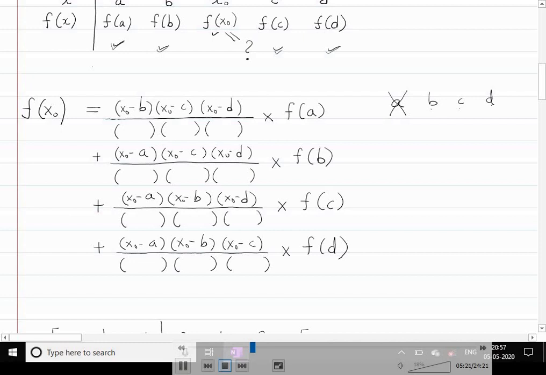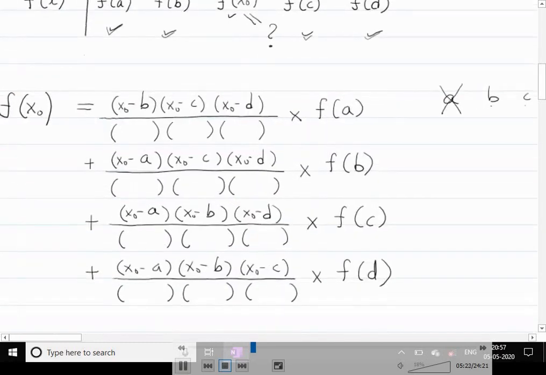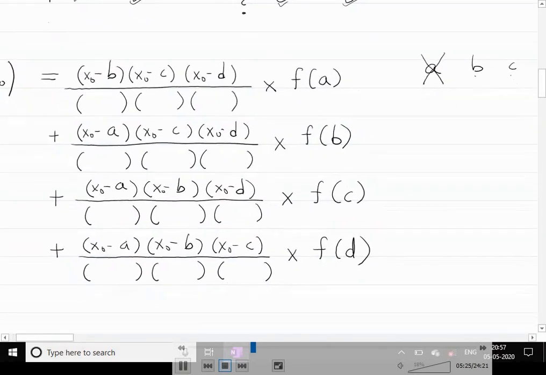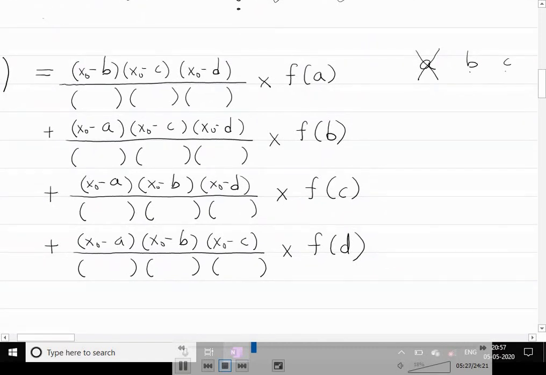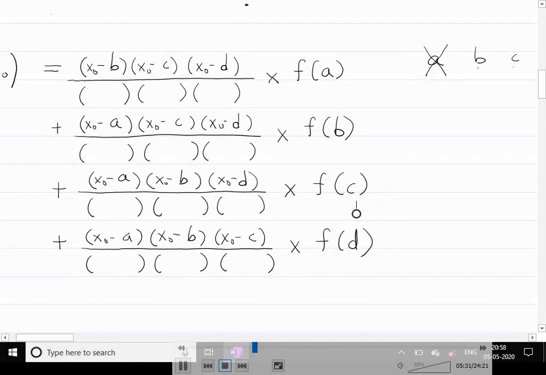Now coming to the denominators. In the denominator also, the first line is about a, so I will write a minus, a minus, a minus. In the second line I will write b minus, b minus, b minus because it's related to b. Then c minus, c minus, c minus, and d minus, d minus, d minus.